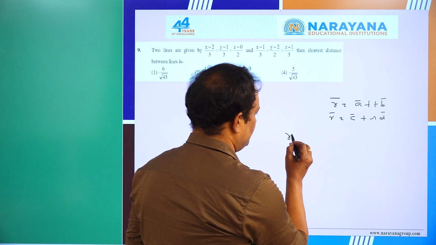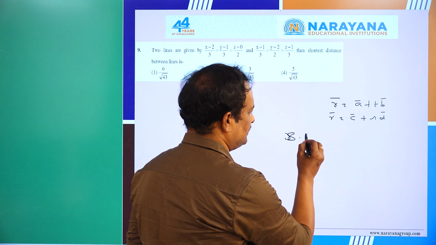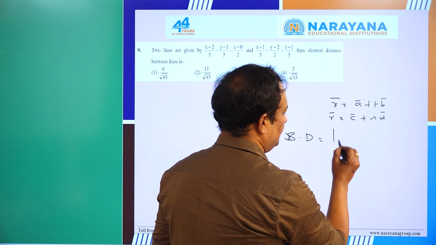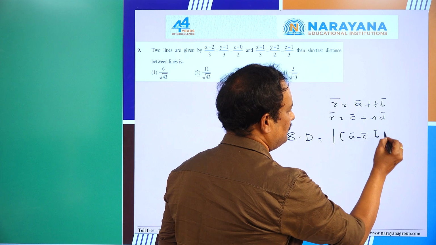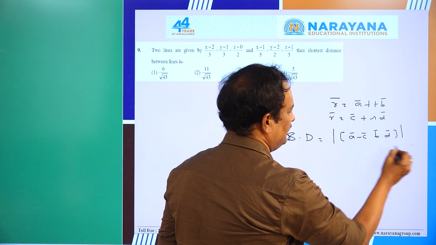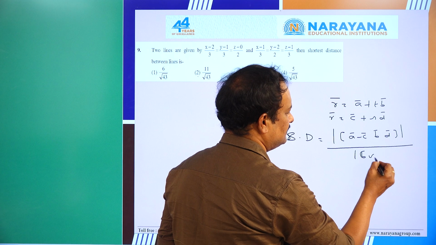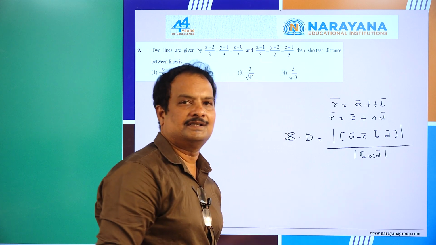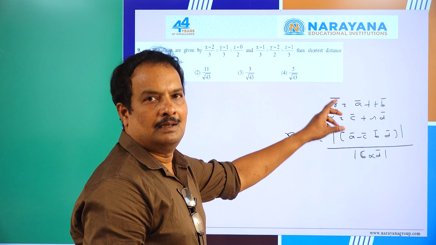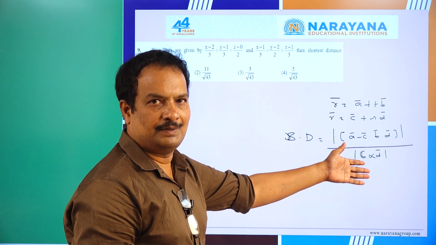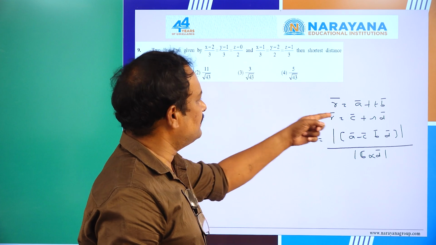So the shortest distance between the skew lines, we are using the formula: the modulus of the box a bar minus c bar, b bar, d bar, divided by the modulus of b bar cross d bar. So this is the shortest distance between the skew lines. But how to convert this one into this model? Because from vector algebra we already know this formula. So straight away this can be converted into this model.